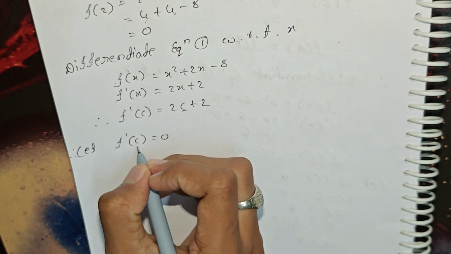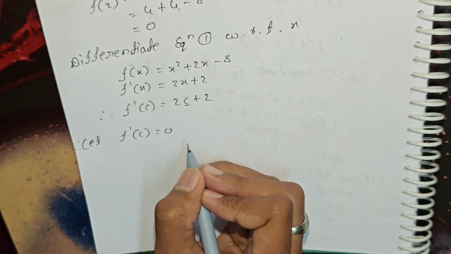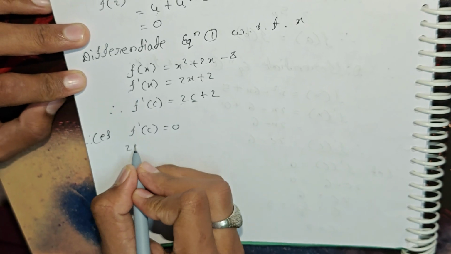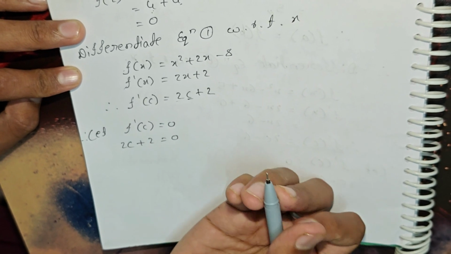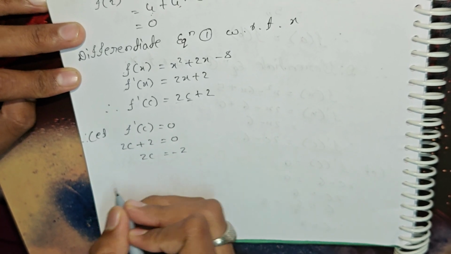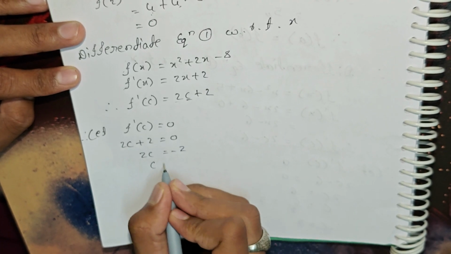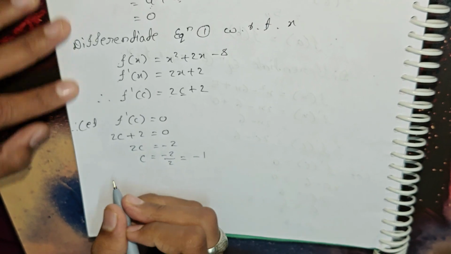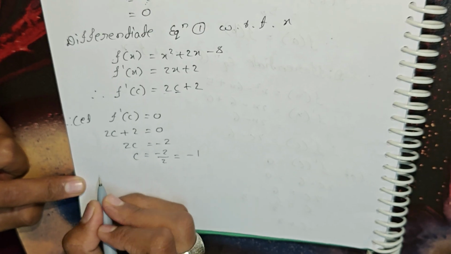Now we have to solve this equation. F dash of c, as we already know, is equal to 0. The equation we have got is 2c plus 2 is equal to 0. When we take plus 2 to that side, it becomes minus 2, and when we take 2 to that side, it becomes divided by, and minus 2 divided by 2 is minus 1. So here we get the c value is minus 1.